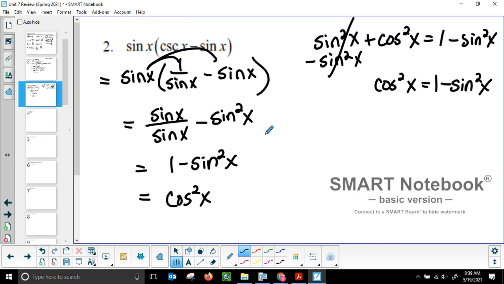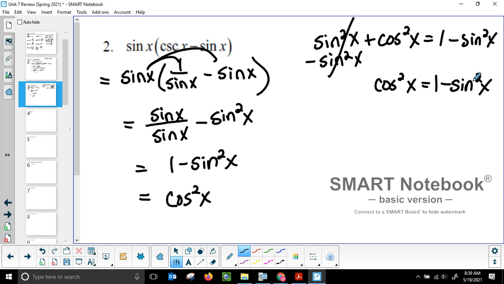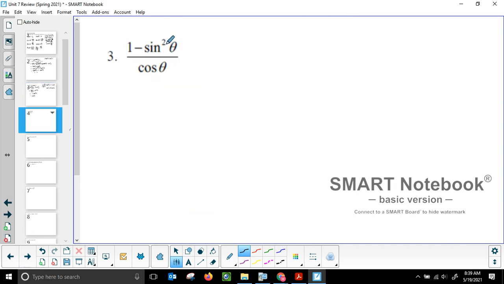Any questions or concerns over B2? All right, B3. Well, we just looked at what 1 minus sine squared x equals, right? This is theta, same difference. So 1 minus sine squared theta is equal to cosine squared theta.